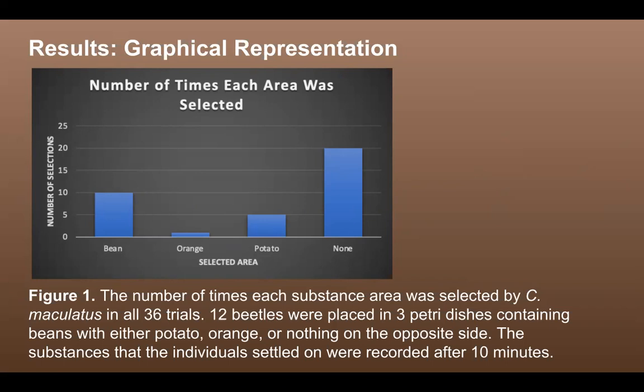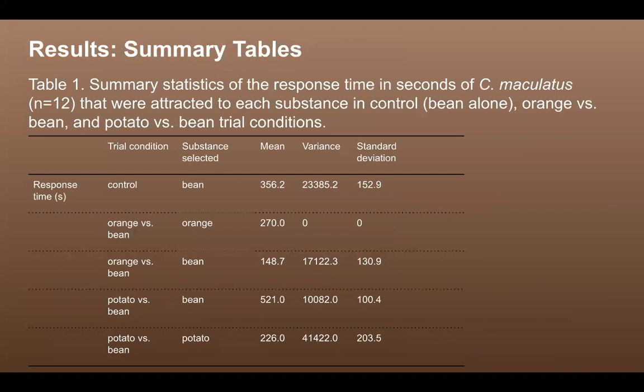But out of the 24 trials that exposed the beetles to beans alongside another scent, the beetles chose a substance 11 times. So 54% of the time, beetles did not move on to a substance at all, even though there were 2 available. Of the 11 times that a substance was chosen, they chose beans 45% of the time. When a side was selected in the beans and orange trial, beans were chosen 75% of the time, but in the beans and potato trial, they chose a substance 7 times, but beans were only chosen twice out of those times. So it was 29% in total that they would choose the beans.